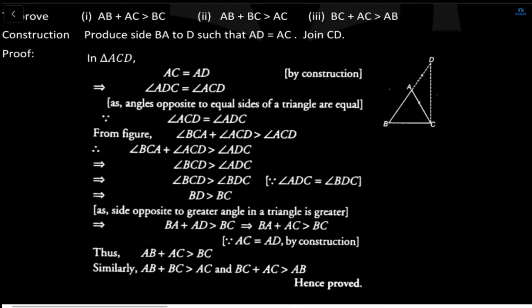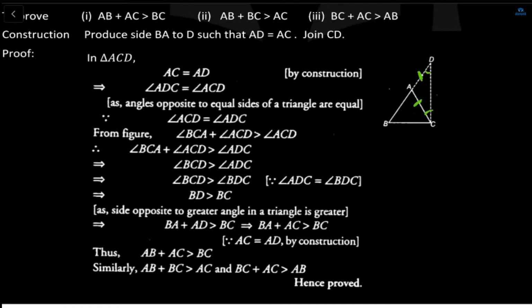Now see here, proof: produce side BA. I am going to produce this AB till D in such a way that AD is equal to AC. AD is equal to AC. So this side is equal to this side. Therefore, this angle will be equal to this angle. Yes or no? If sides are equal, the angles will also be equal.